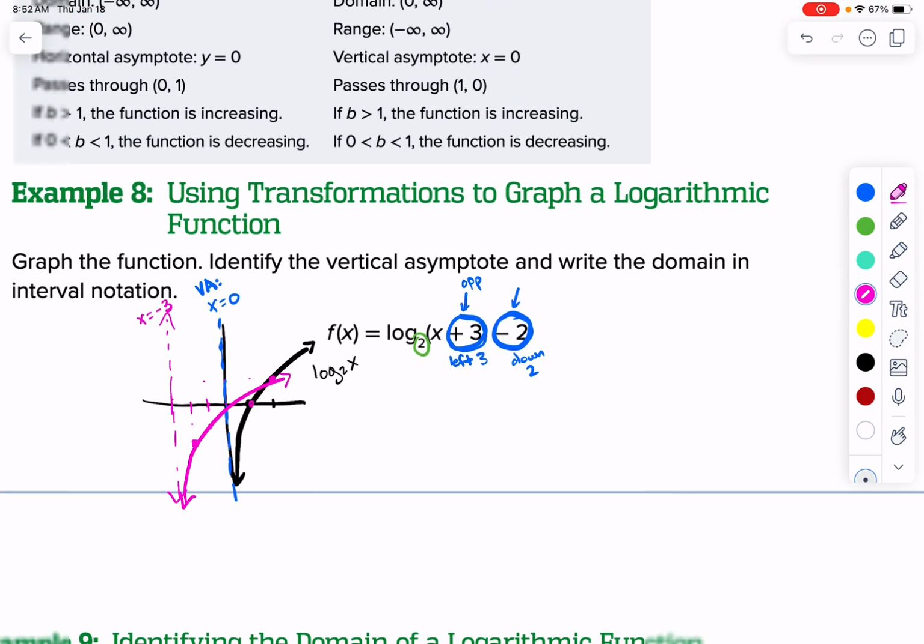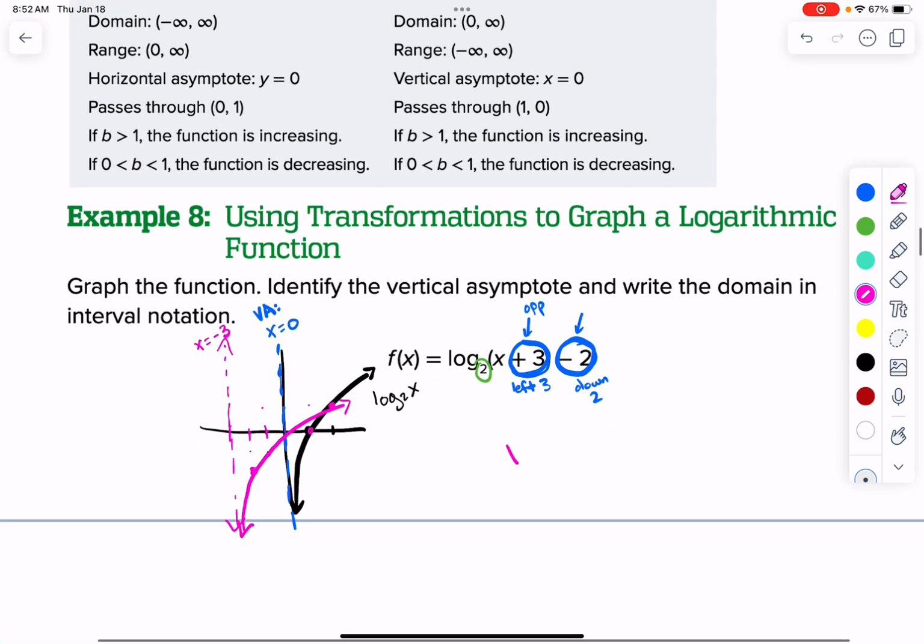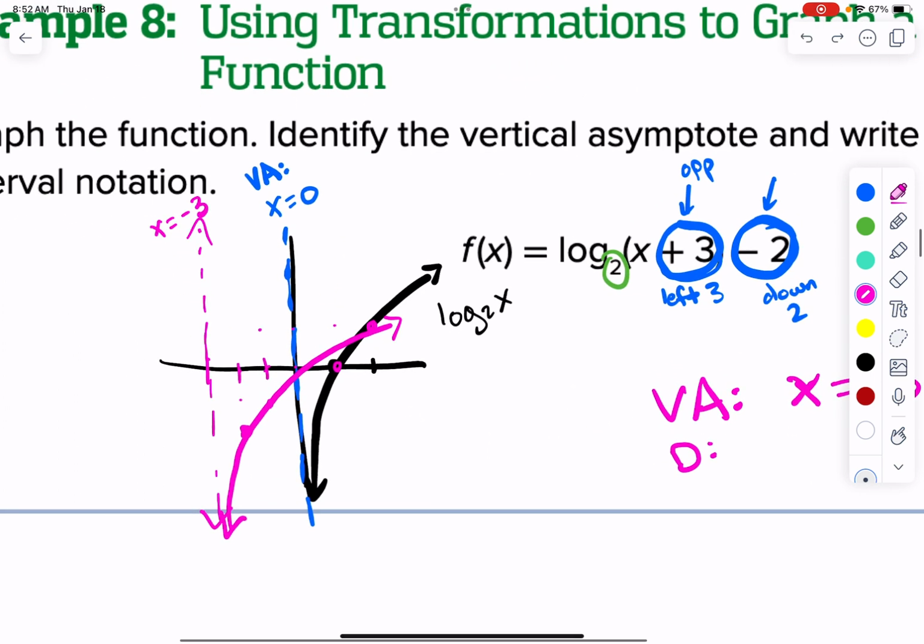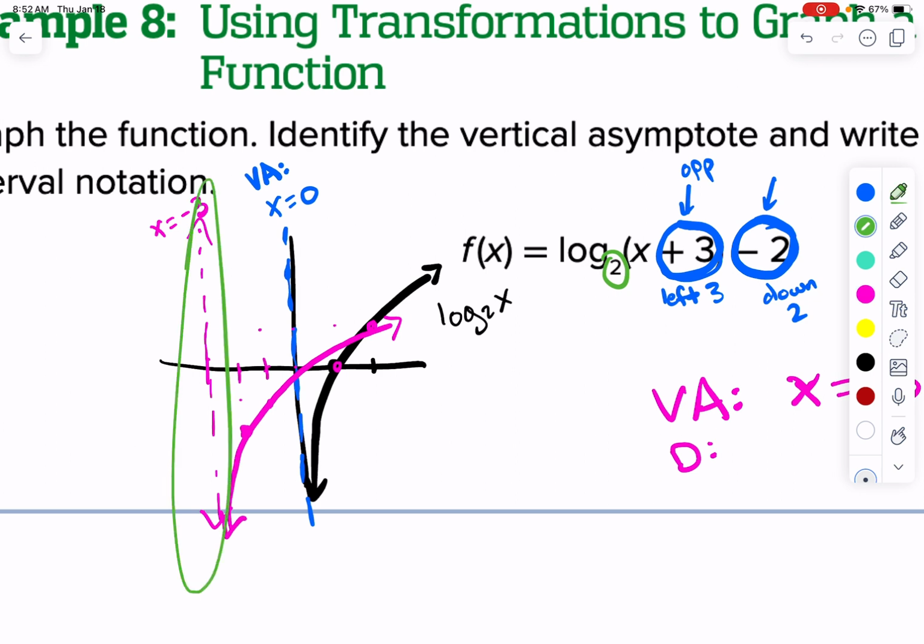Identify the vertical asymptote and write the domain and range. So the VA, x equals -3. I'll show you how to cheat there in a second to find that VA. And then domain and range. Domain, range. Okay. Oh, just domain. Just domain. Okay. The range is going to be all reals because he's going to go up and down forever. Okay. But domain, he's only on the left side of this VA.